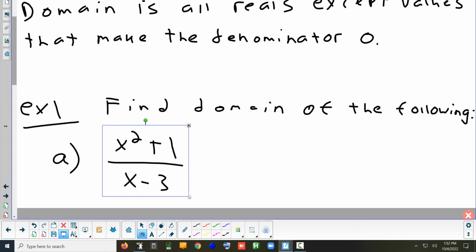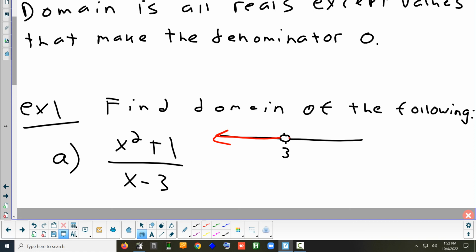Everything except 3. This is what that would look like as a picture. Here's 3. You can't use 3. You can use anything you want that's lower. You can use anything you want that's higher. You just can't use 3. So this is how you write it. Think of that left arrow as part 1. That's part 2. So the domain here is in 2 parts. Everything below 3 and everything above 3.